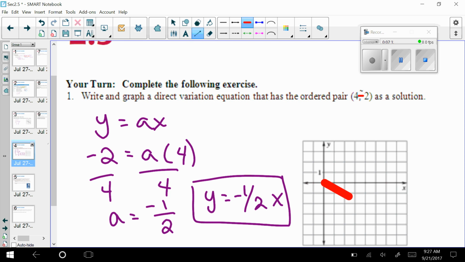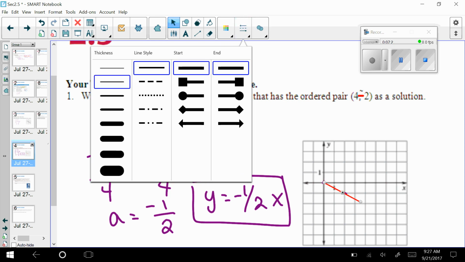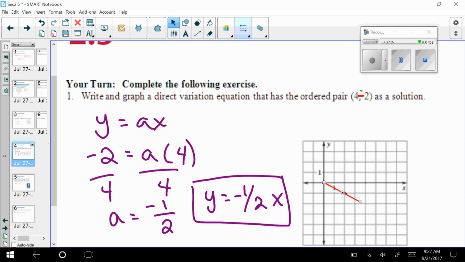And then that's our graph. Oops, it's pretty thick. Let's change that. And then we also see that it goes through the point 4, -2, which is our solution.